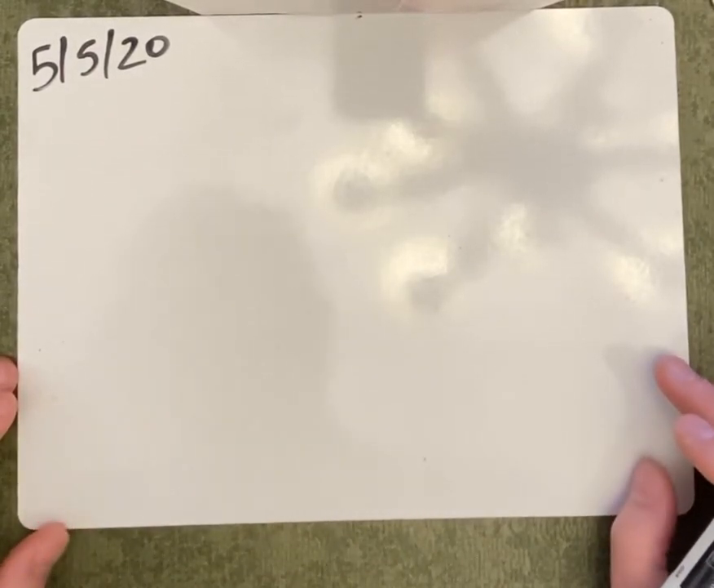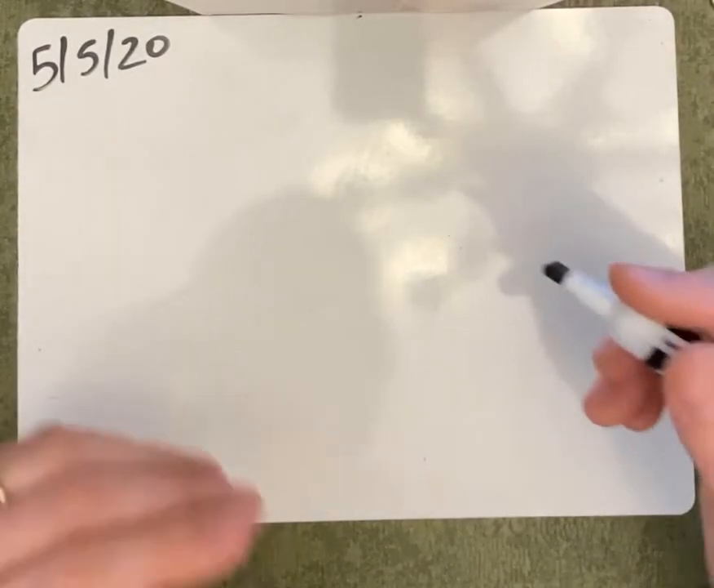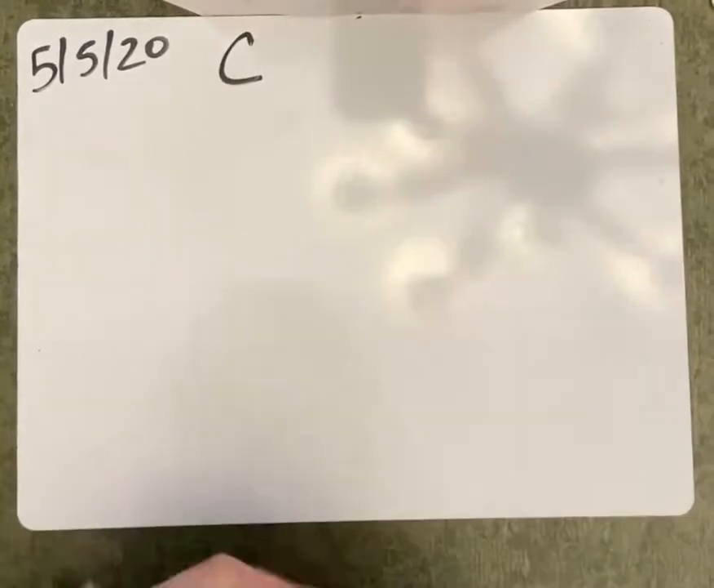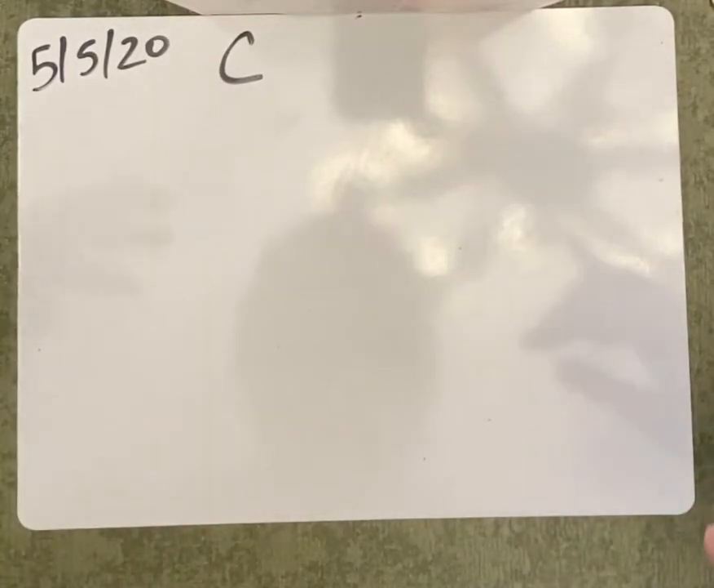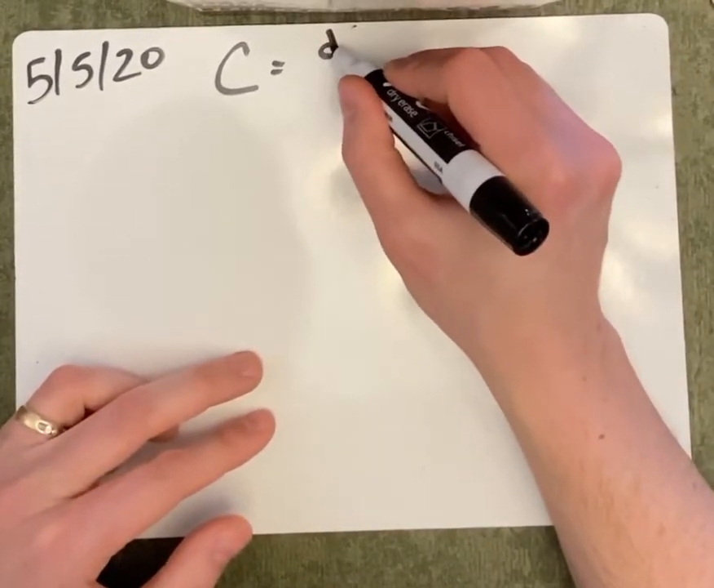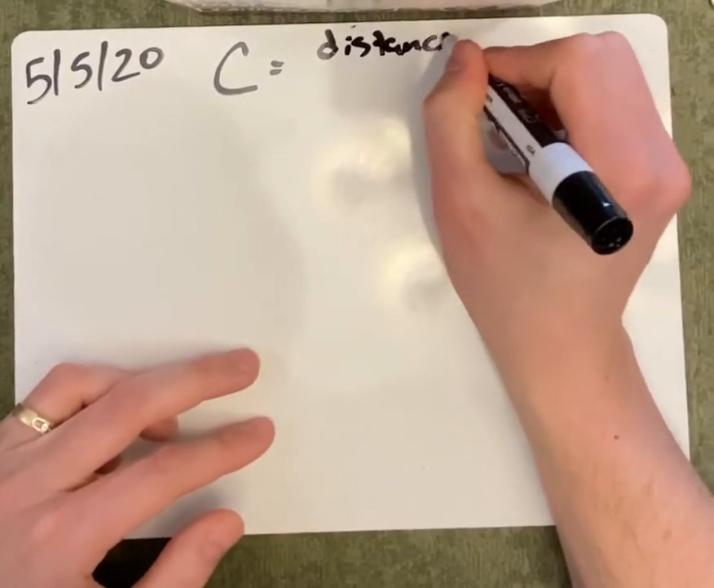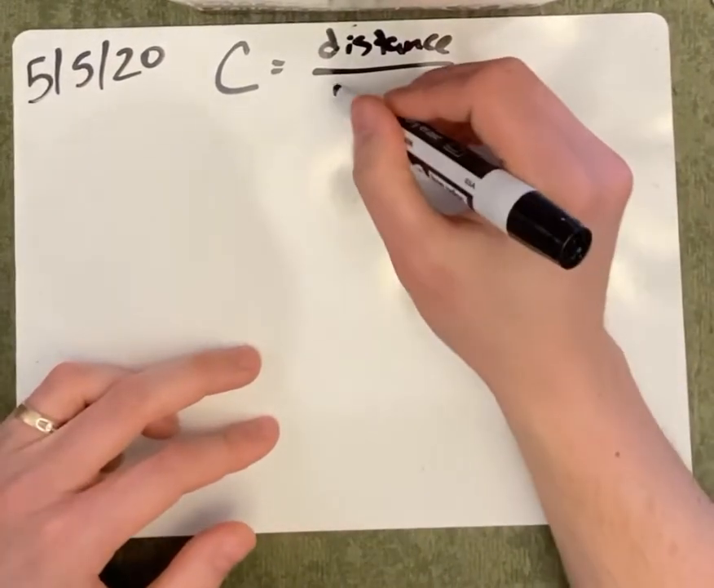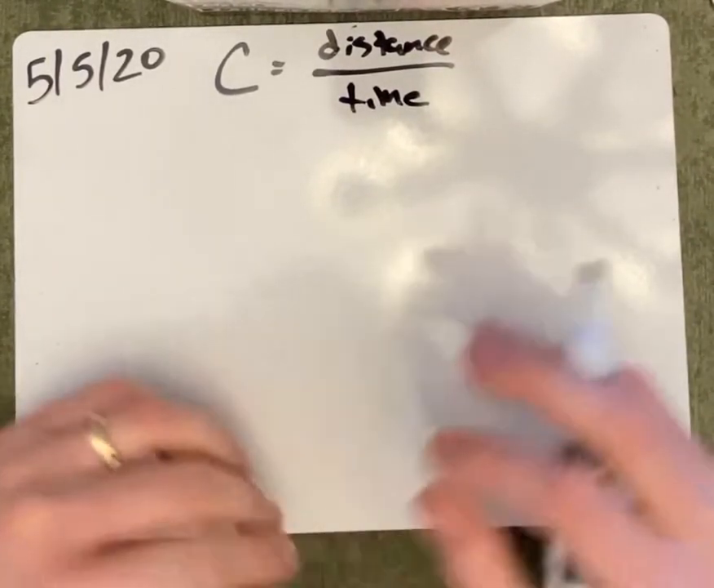Today we're talking about constant speed, okay? Constant speed is represented by C, and to find constant speed, all we got to do is put distance, represented by D, over time. So I'm saying distance over time. Okay? So what I'm going to do is I'm going to show you number one.